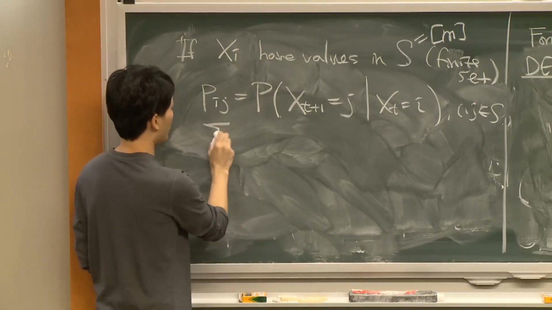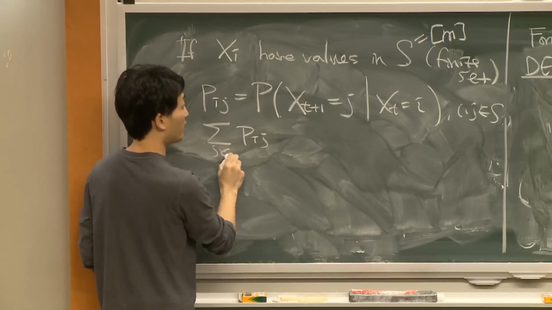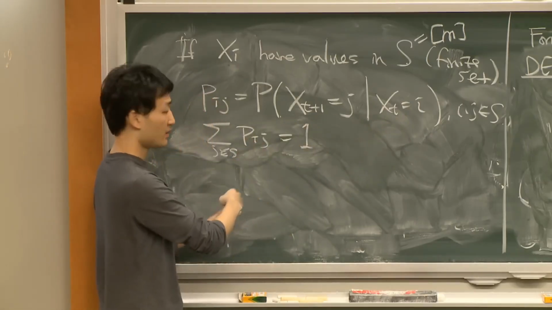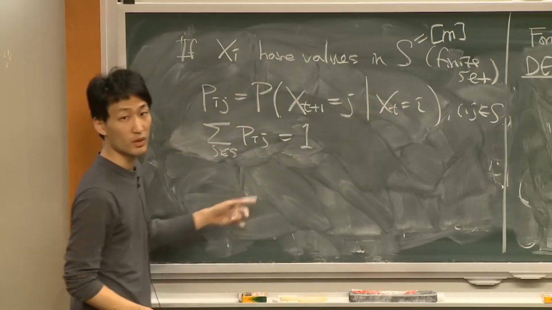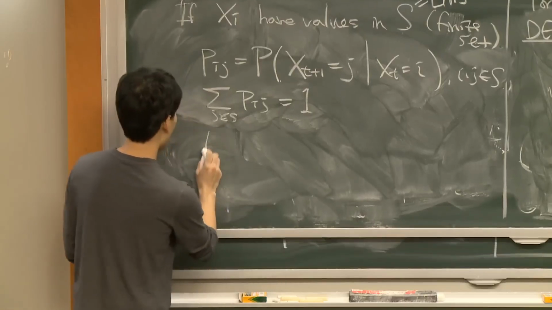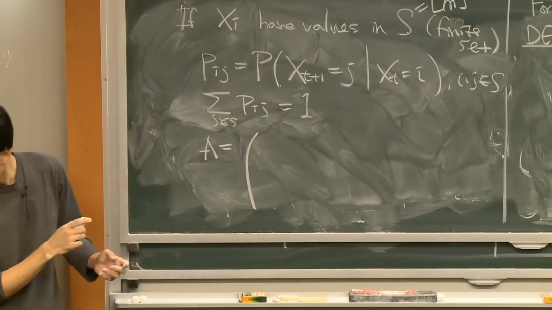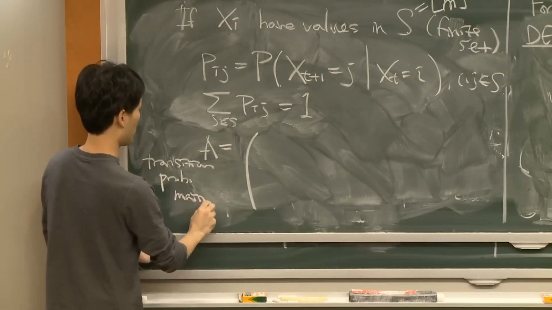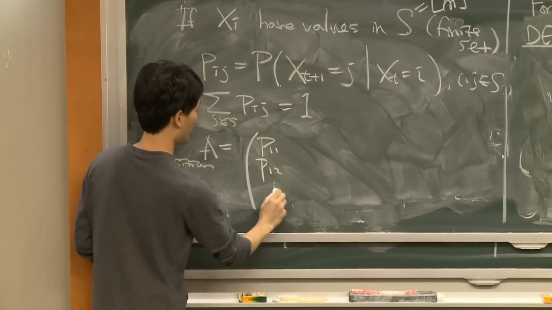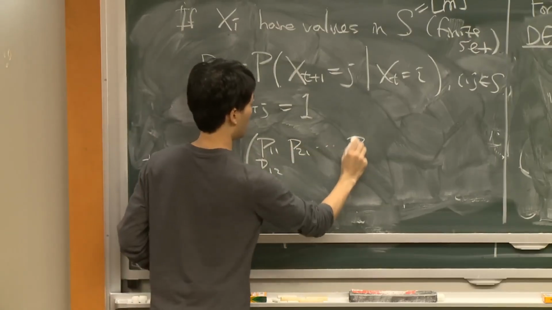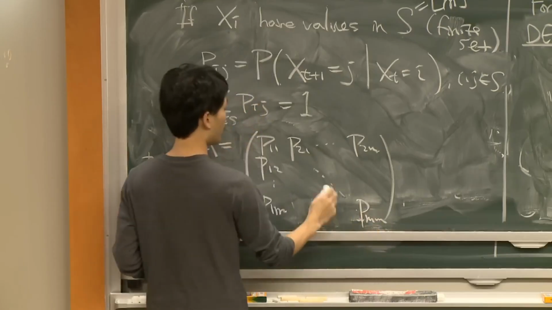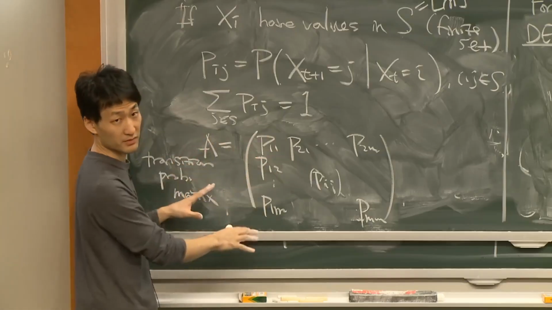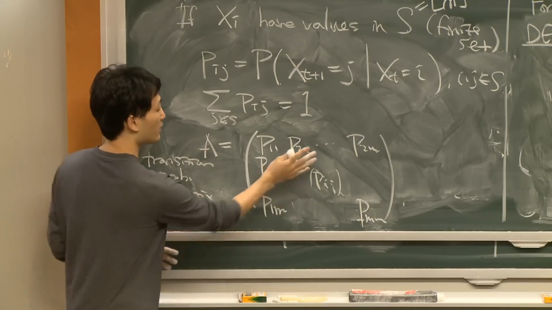Then, first of all, if you sum over all j in S, P_ij, that is equal to 1. Because if you start at i, you'll have to jump to somewhere in your next step. So if you sum over all possible states you can have, you have to sum up to 1. And a very interesting thing is this matrix called the transition probability matrix, defined as this. We put P_ij at the ith row and jth column. And really, this tells you everything about the Markov chain. Everything about the stochastic process is contained in this matrix.